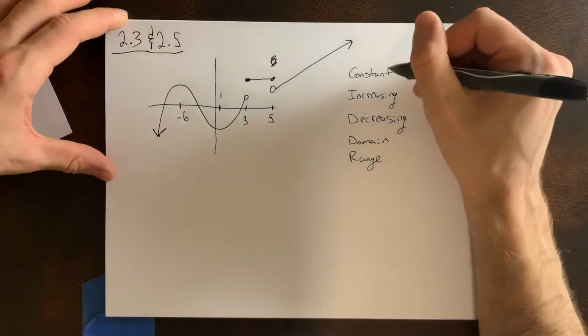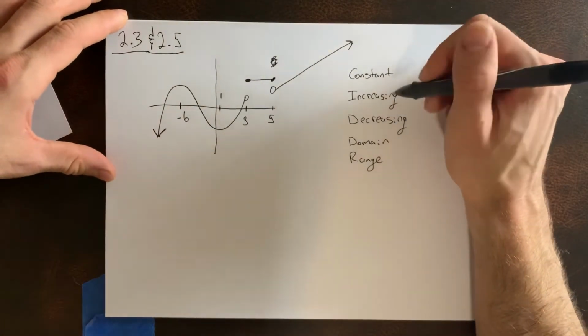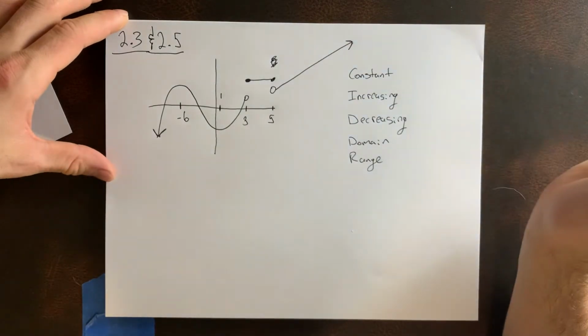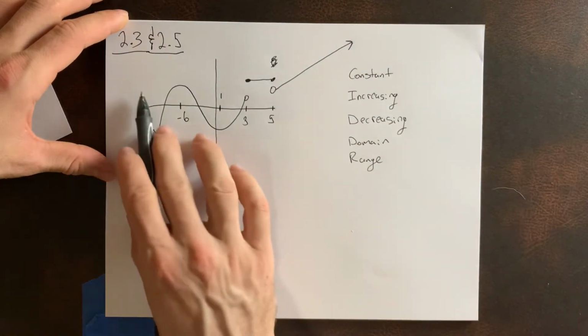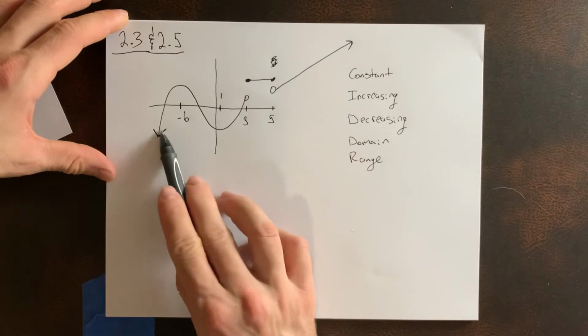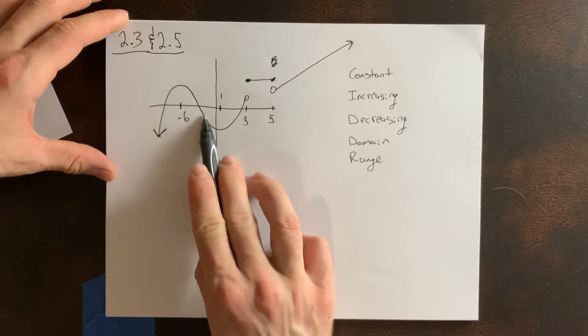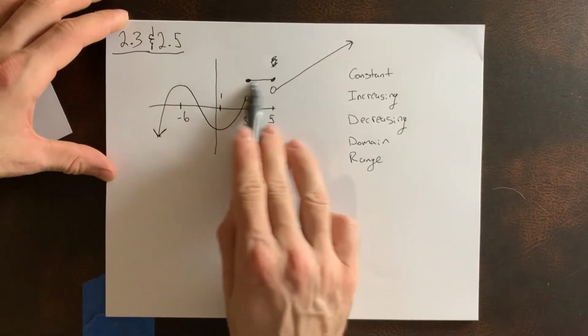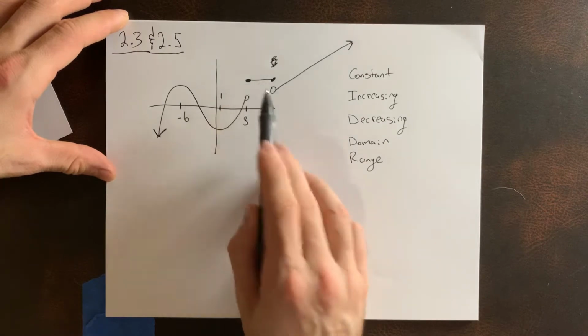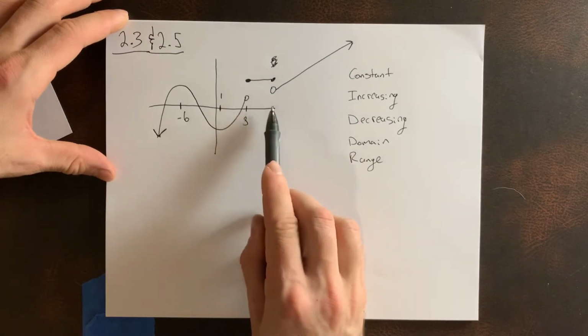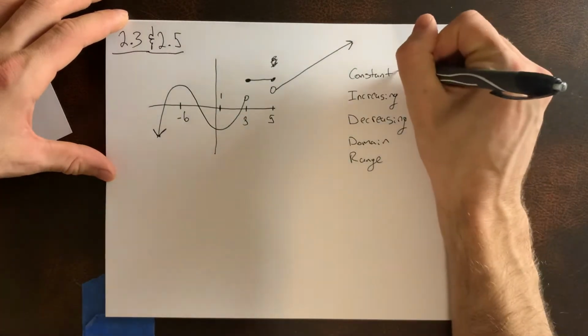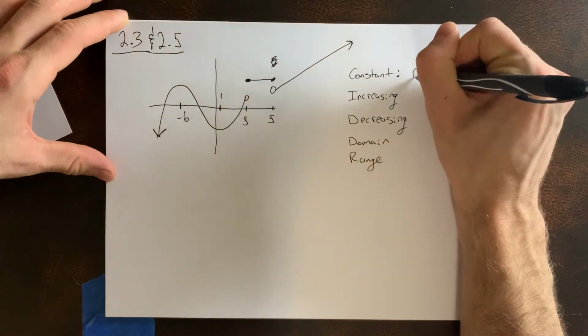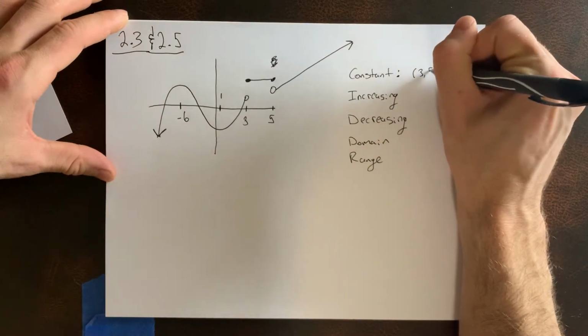So when we're talking about constant, increasing, and decreasing, we're talking about what are the x values that this graph is constant at. So what are the x values where this graph is just moving horizontal? Well, the graph's not horizontal here. It's not here, here, here. The only time it's horizontal is right here. This is where the graph is constant. And it's constant from an x value of 3 up to an x value of 5. So we're going to write the interval (3, 5).